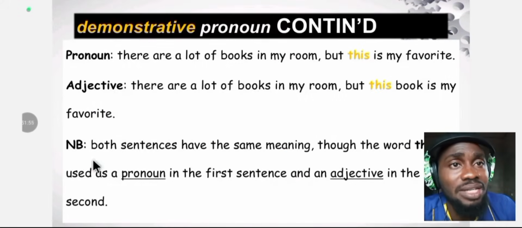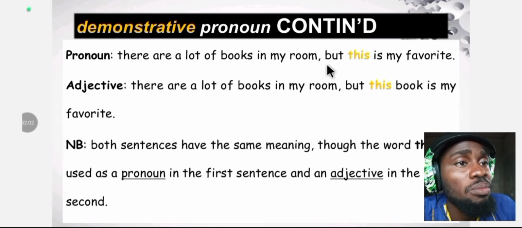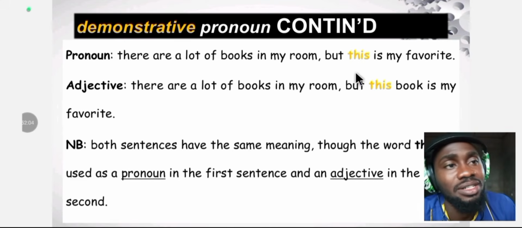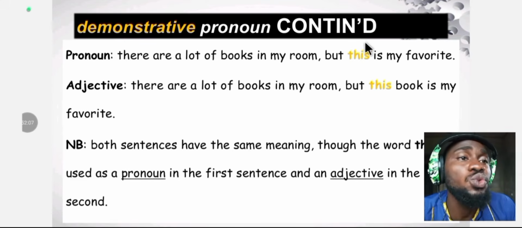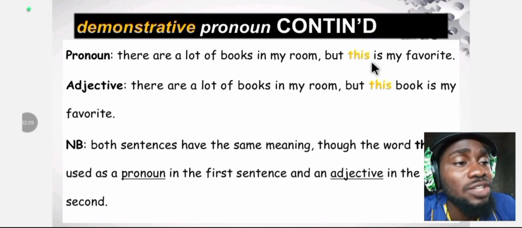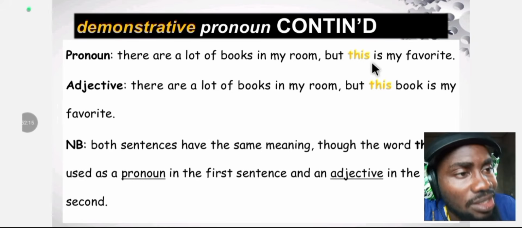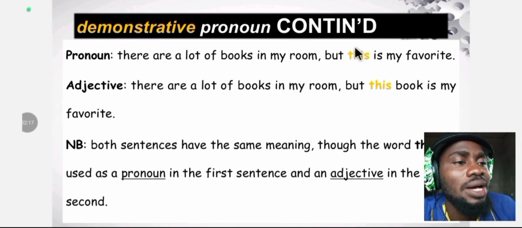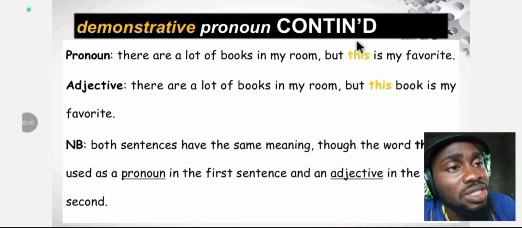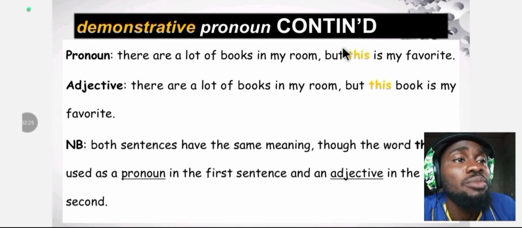Let's see the examples next. When used as pronouns: there are a lot of books in my room, but this is my what? Favorite. This is my favorite. We used this as a pronoun here, referring to the noun, the book, as in this is my favorite. So in this sentence, the word this is used as a demonstrative pronoun.